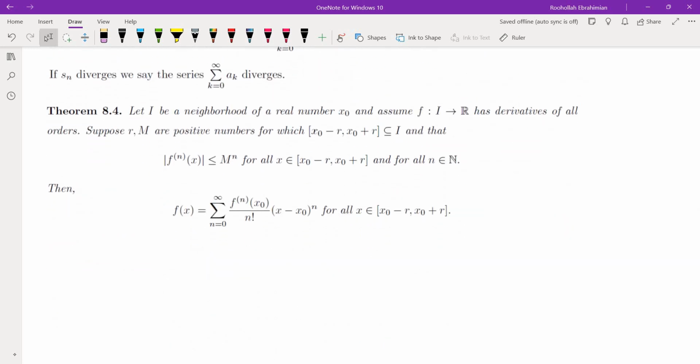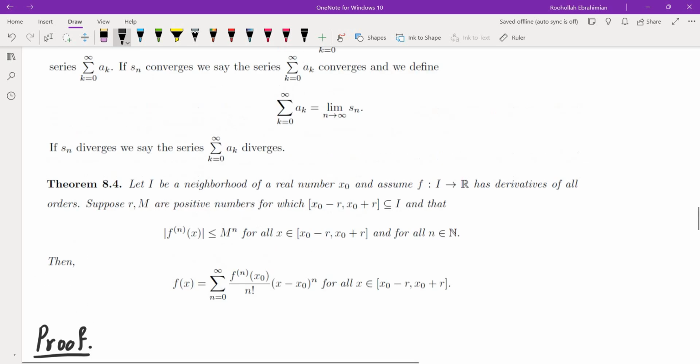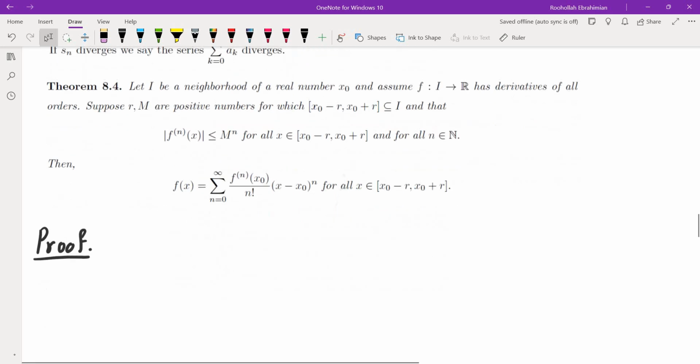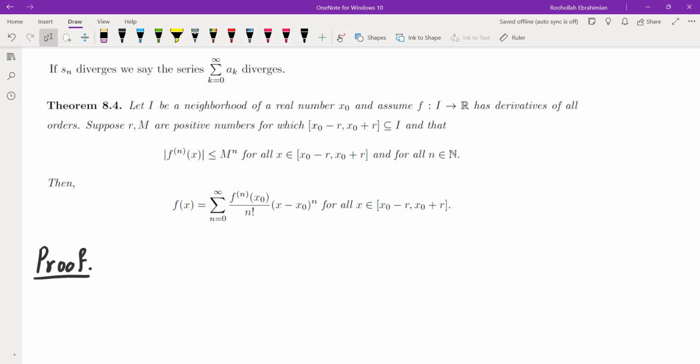Okay, so given that, let's prove the theorem. If we want to prove that the Taylor polynomials approach the function, we will have to show the difference approaches 0.